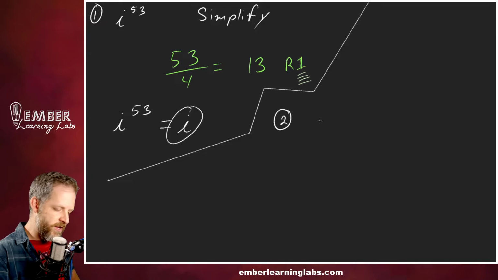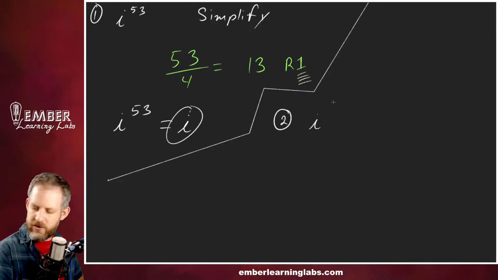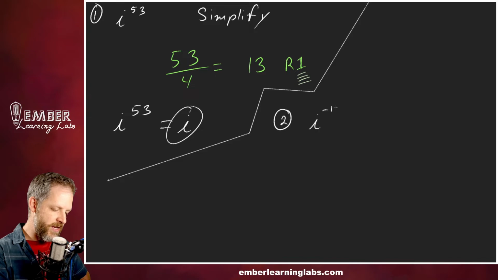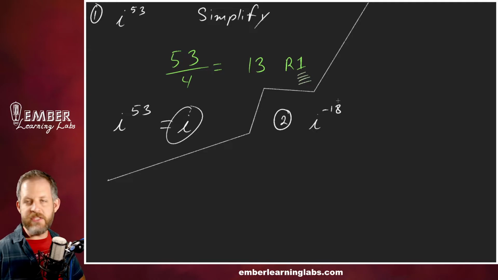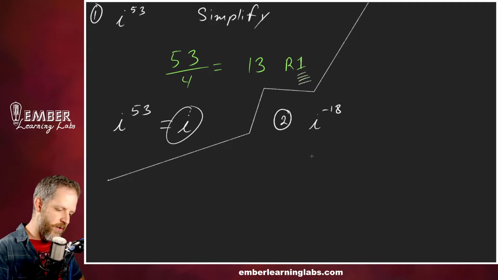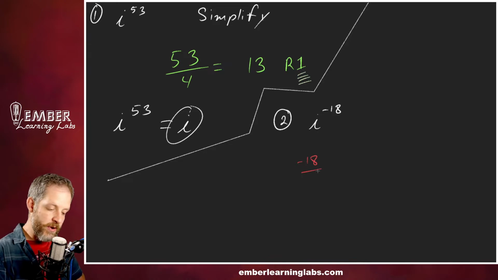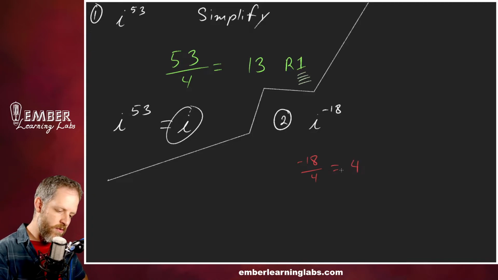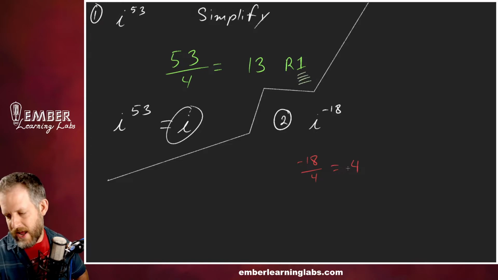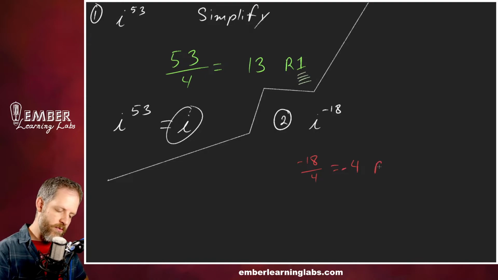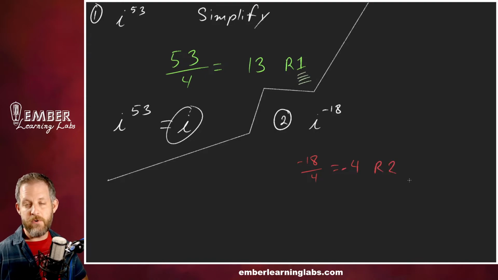Example number 2 is going to be i to the negative 18. Okay, so i to the negative 18. We're going to do the same plan, same idea. We're going to take negative 18 and divide that by 4. And that equals negative 4, or negative whatever, you could write that either way. So it equals negative 4 with a remainder of 2, right? So it follows the second one.